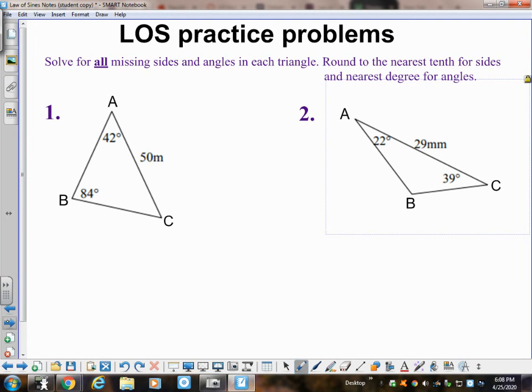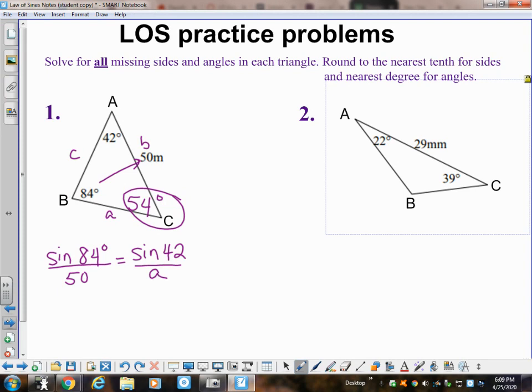Number 1. Label, I got little b, little a, little c. First, I need to find angle C. So 180 minus 84 minus 42. I got 54 degrees here for angle C. Now, what pairing do I have? I have the b's. So sine of angle B, which is 84 over 50. And I'm going to find A next. Sine of 42 over little a.